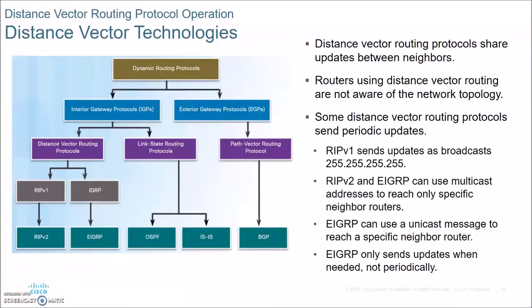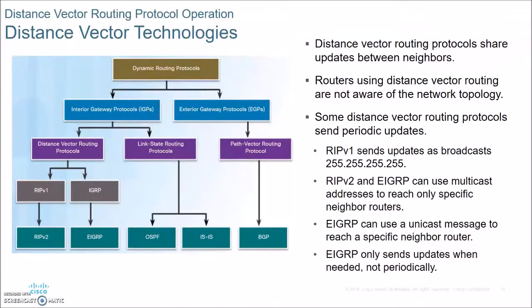For RIP version 1, the update is sent as a broadcast. RIP version 2 and EIGRP send as multicast. Okay, multicast is obviously better because only RIP routers will receive the multicast. If it's a broadcast, every single PC, computer, and printer with an IP address will receive the broadcast, which is not so good and not so secure. So RIP version 2 and EIGRP will use a multicast address.